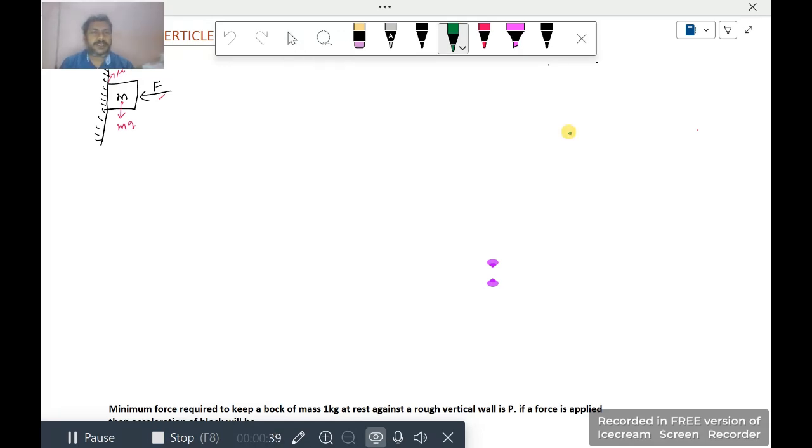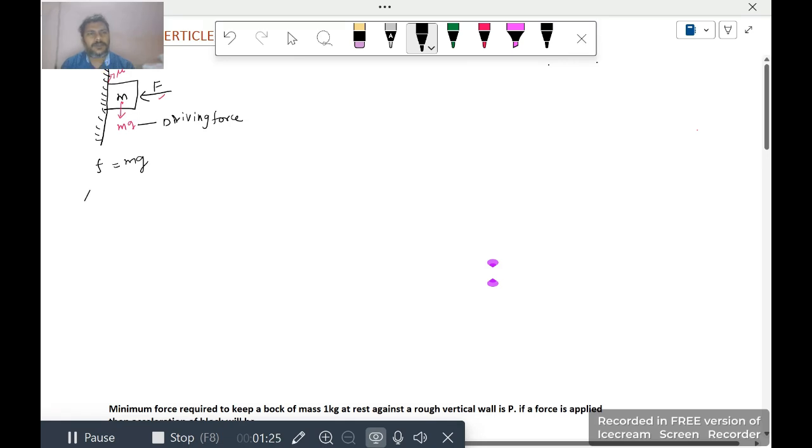A block is pressed against the vertical plane by a force F. That means mg is the driving force here, which is the cause for the motion of the block. But whereas friction, where F is the applied force which is normal, and friction is equal to the upward force, which is balancing this. So friction is equal to mg.